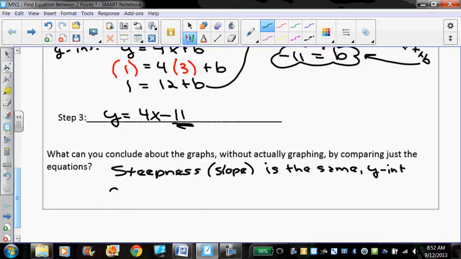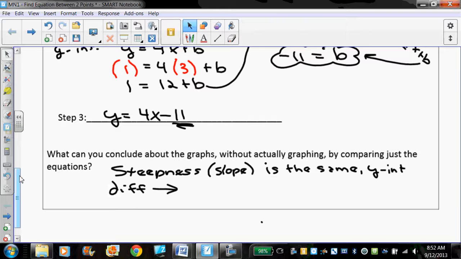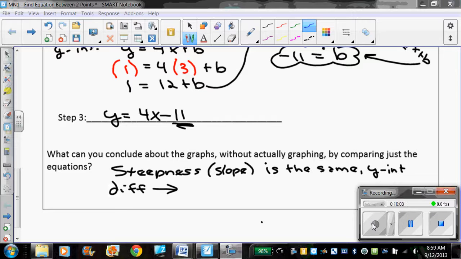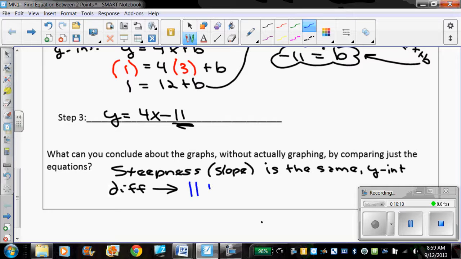Y-intercepts, different. So what can we conclude? If you were to graph these, and I'm going to sketch it in a moment, okay, we have the same slope and two different y-intercepts. So what this is going to give me is parallel lines.